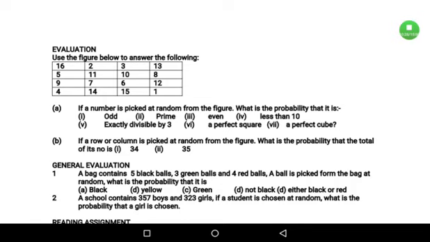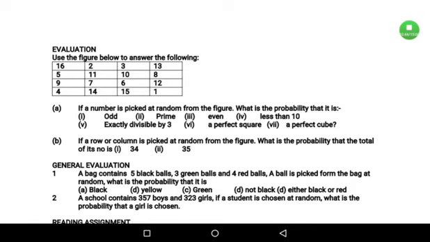Sorry, not 9. Sorry, a perfect cube is 27. Sorry, 3 times 3 times 3. Can you see that? 8 is a perfect cube as well, having 2 as its cube root. 2 times 2, 4 times 2, 8. So you look for those numbers there.